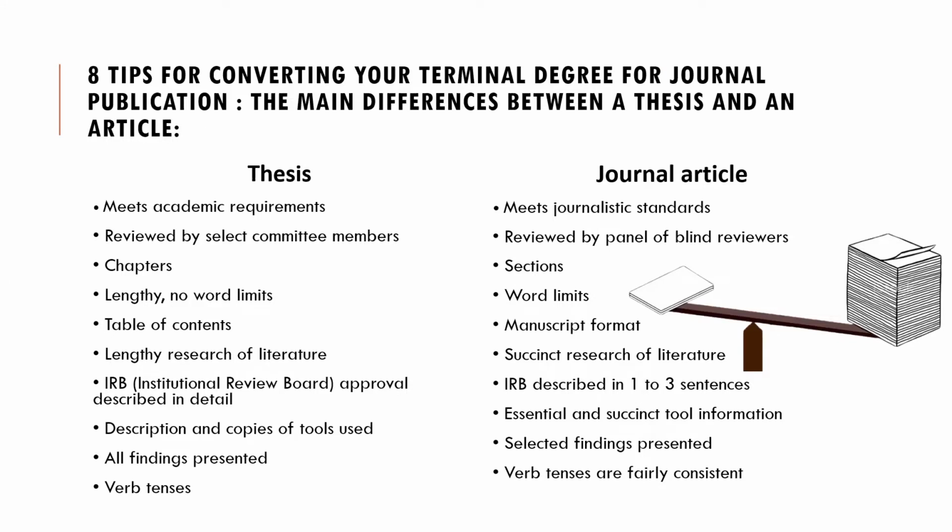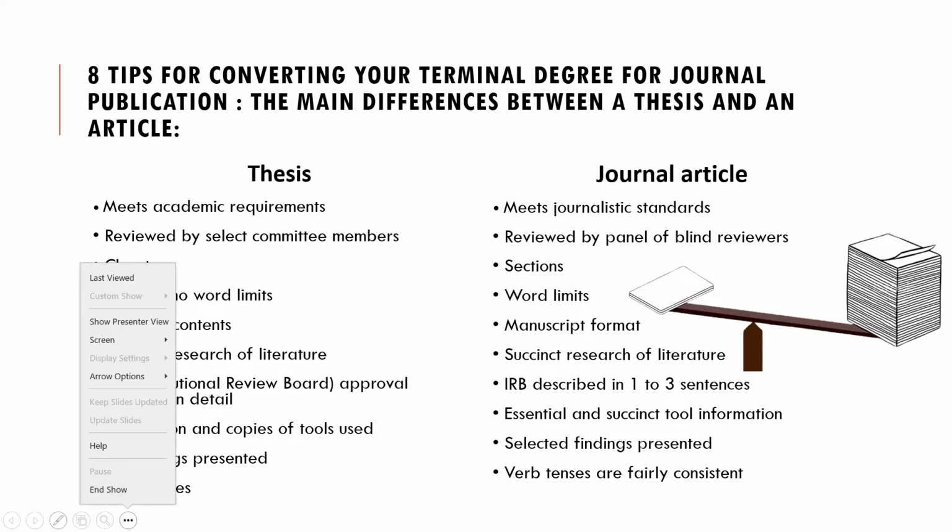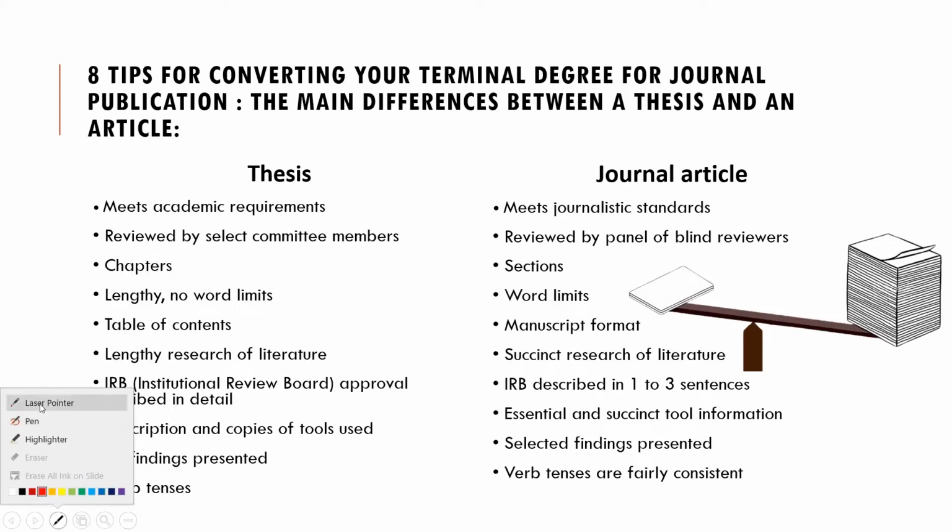The main differences between the thesis and an article are very important; you need to keep them in mind. Just one minute, so we can see the laser pointer. This is the thesis, and here is the journal article. The thesis meets academic requirements. That is the first difference. But for a journal article, they are looking for journalistic standards. You need to follow the standard of the journal. So it's a completely different approach.